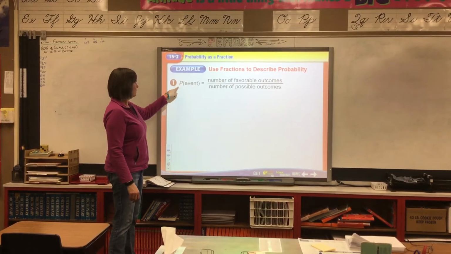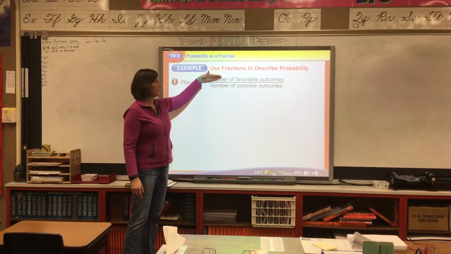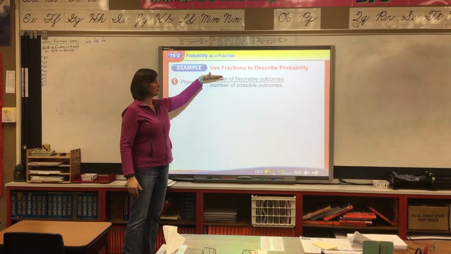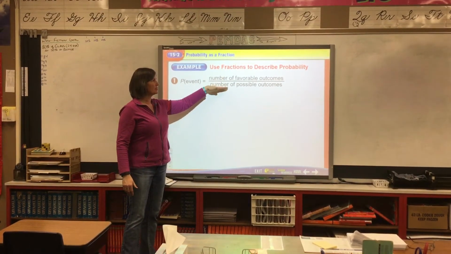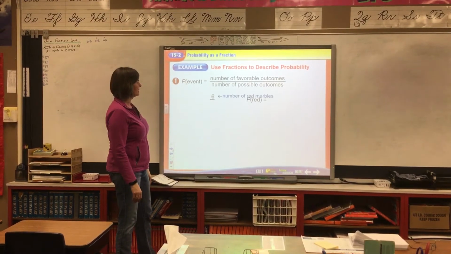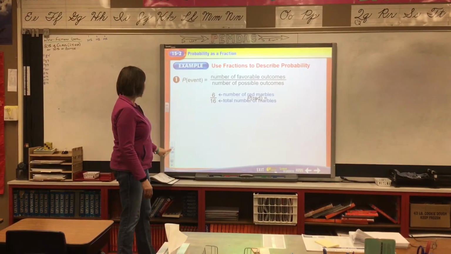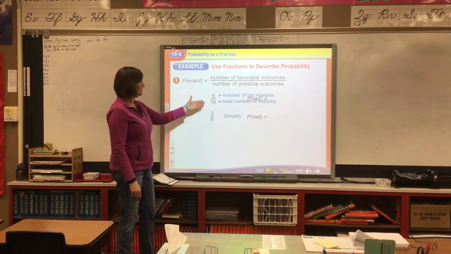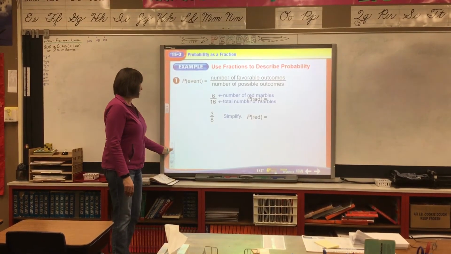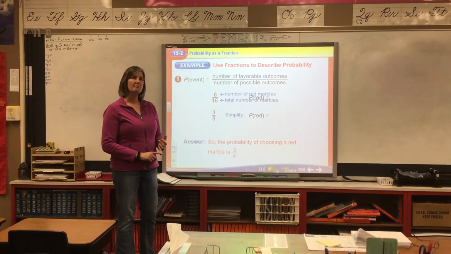Again, P stands for the probability of an event happening. We put the number of favorable outcomes on top. That means what we're looking for. In this example, it was how many red marbles were in the bag, and the bottom number is the number of possible outcomes, and there were 16 in the bag. So here's our fraction. There are 6 red out of a total of 16 marbles in the bag, and they simplified it just like we did by dividing both numbers by 2, for a final answer of 3 eighths probability that we would choose a red marble.